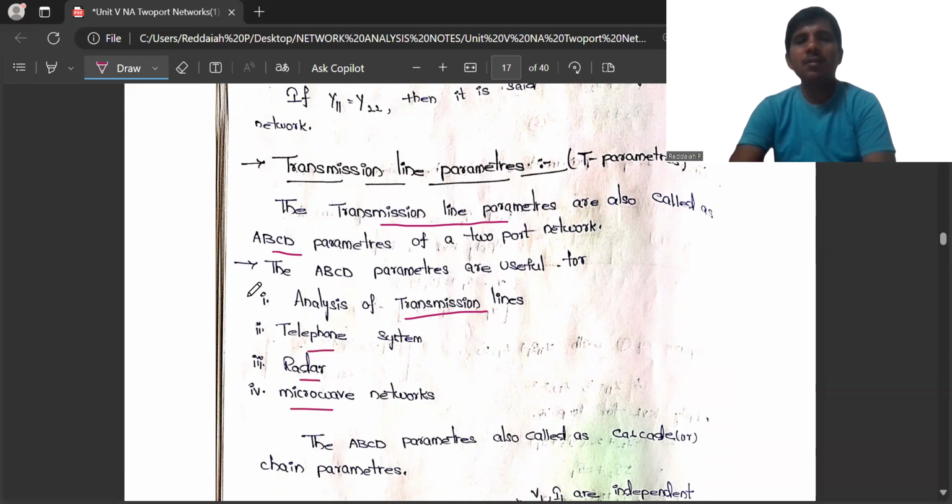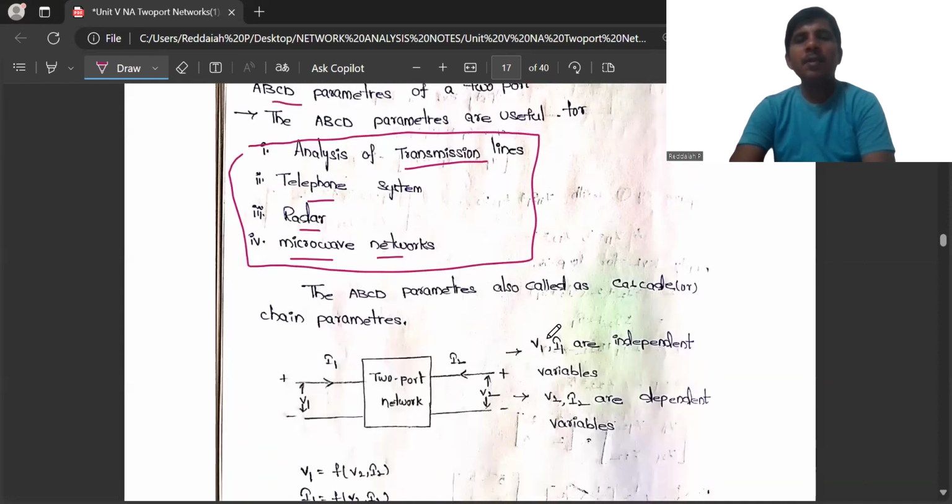These are the applications. What are the applications of ABCD parameters or transmission parameters? Analysis of transmission lines, telephone systems, radar, microwave networks. These four applications you have to remember, as 2 marks questions may come. The ABCD parameters are also called cascade or chain parameters. Sometimes they will give the question like that.